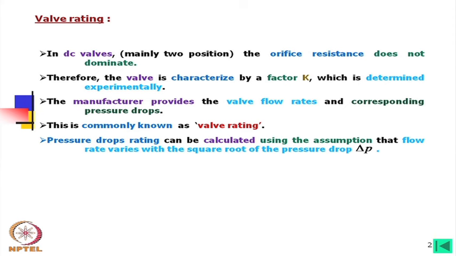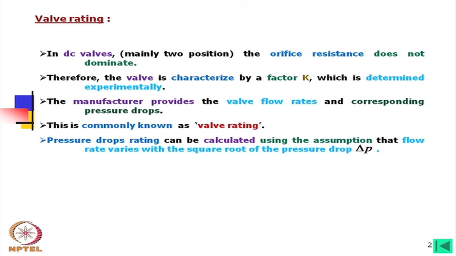Therefore, the valve is characterized normally by a factor K, which is determined experimentally. In manufacturer catalogs, you will find that they either provide the factor K or provide some data from which we can calculate K. By that we can find out the flow, quantity, pressure drop, etcetera. And pressure drop at every position or intermediate position of the spool valve is not that important. We will look into how K is expressed.